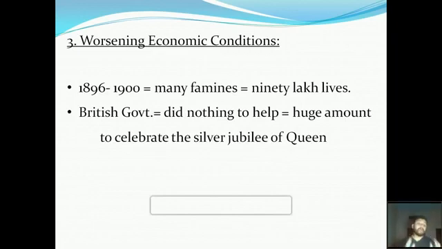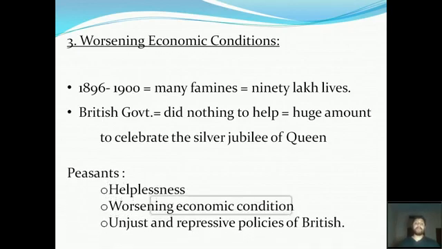So it was a very important event in the history. People started to think about the real nature of the British. As a result, some other events took place in the history, like peasants' famine, which especially affected the farmers, those who are working in the field, the cultivators. So they became helpless, and their economic conditions were moving from bad to worse.